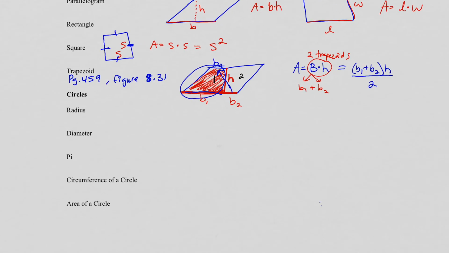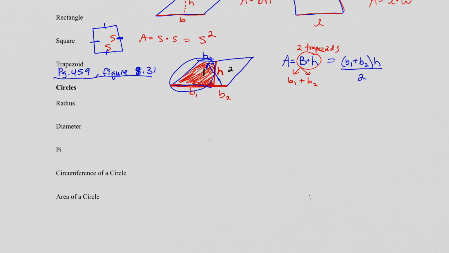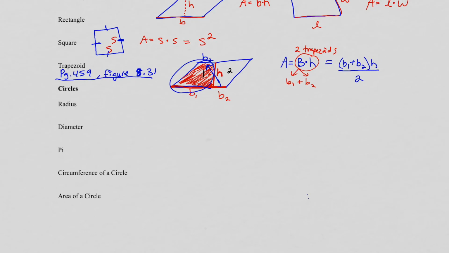Like I said, I think this is a better explanation than the one from the book. You can look at that one as well. So anyways, that's where the formula comes from, if you were ever curious as to why there are two bases. All right, let's move on to circles.